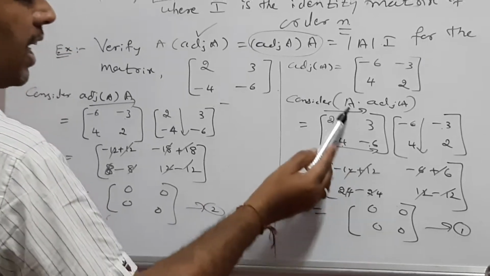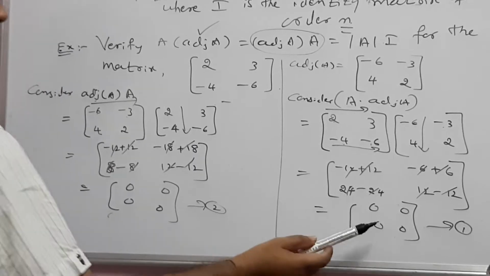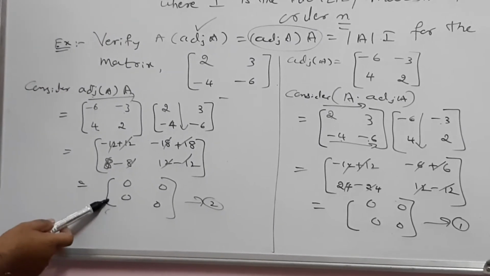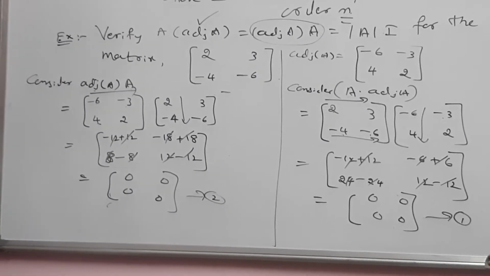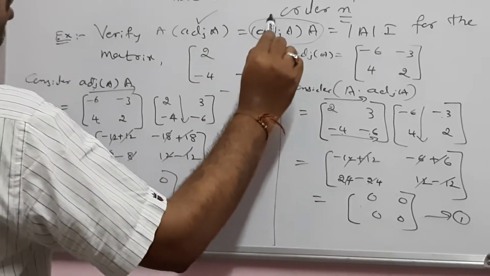See here, A into adjoint A is equal to adjoint A into A. So these two are equal. So we have proved that these two are equal.